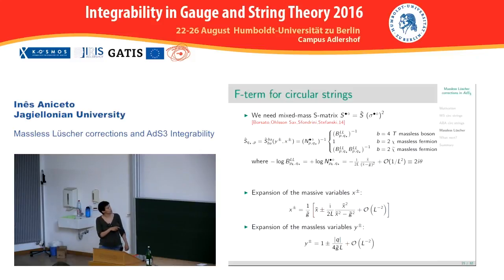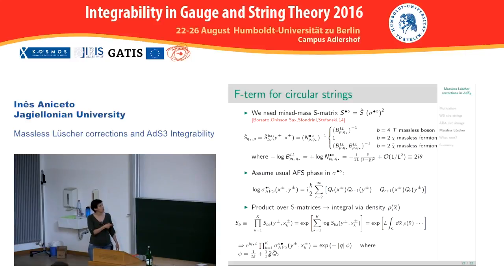The mixed mass S matrix for our case is basically given by a matrix part and a dressing part. The matrix part is given by some coefficients, which, if we expand the variables in L, both for the massive and the massless, we can expand each one of these terms, and they're very simple as functions of L here. This is what I'll define as theta, just for future reference. This is the matrix part. Of course, you also need to do the same thing for the dressing phase.